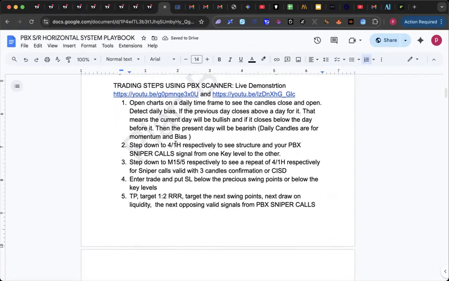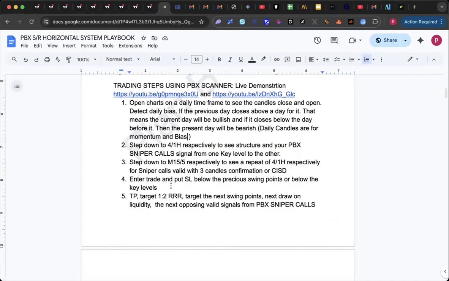Then step two, step down to 4 hours or 1 hour, respectively, to see structure and your PBS sniper calls, signal from one key level to the other. Step three, step down to 15 minutes or 5 minutes, respectively, to see a repeat of 4 hours and 1 hour, respectively, for sniper calls valid with three candles confirmation or change the state of delivery.